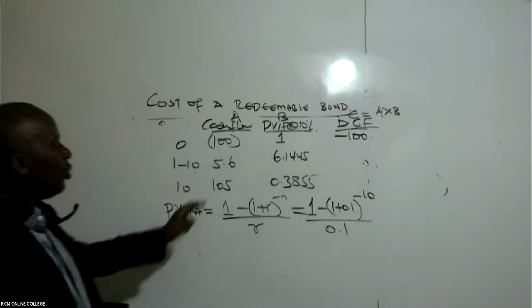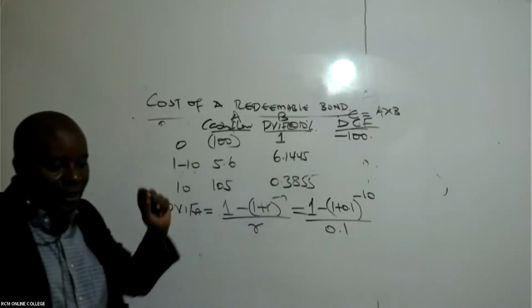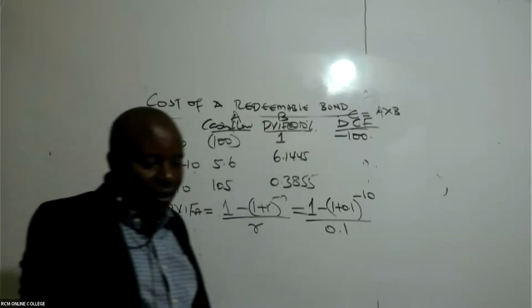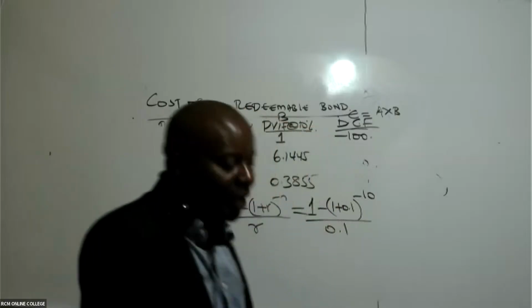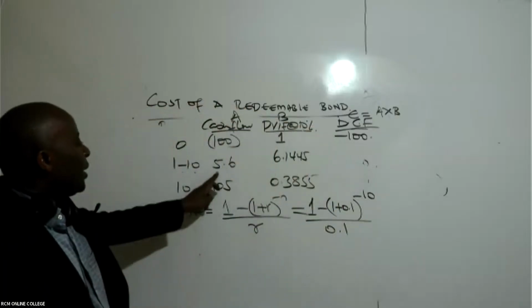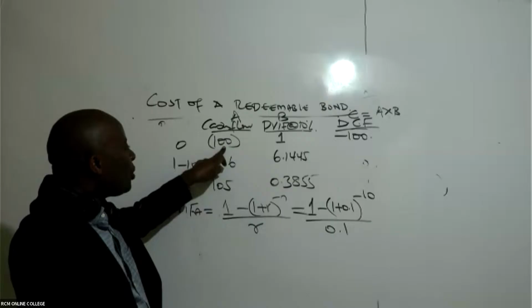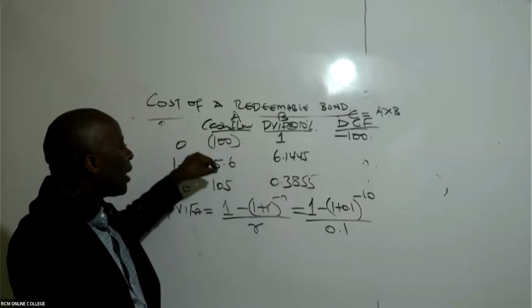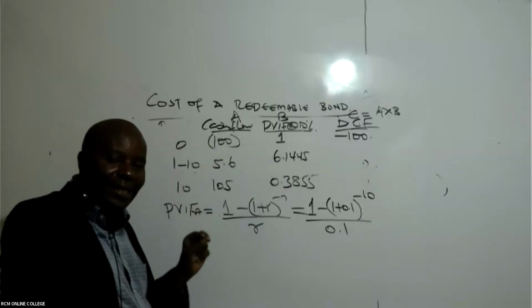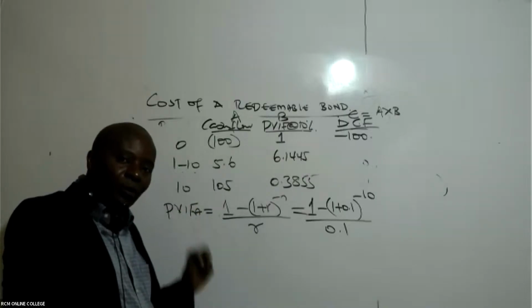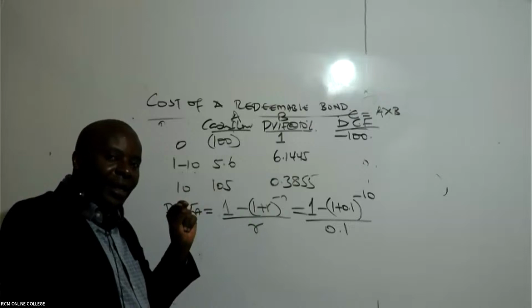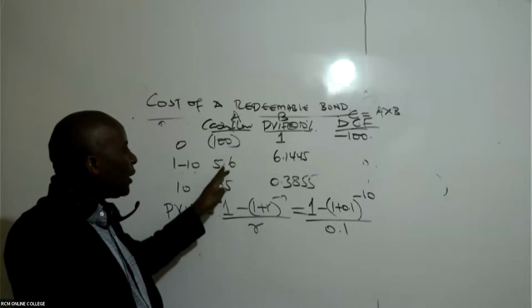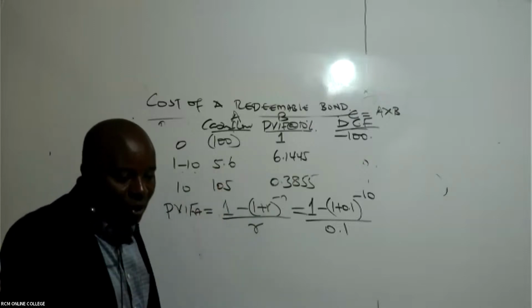The second one will be this times this. What figure are we getting there? Why am I putting this in brackets? Remember, at time 0, I'm buying. So 100 is a cash outflow. I'm buying the bonds myself, giving away my money. And then out of the money I give, I will start enjoying these interests.